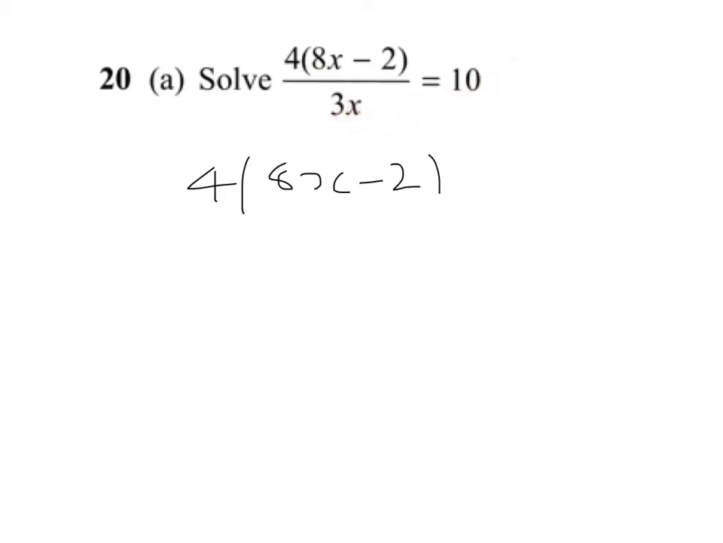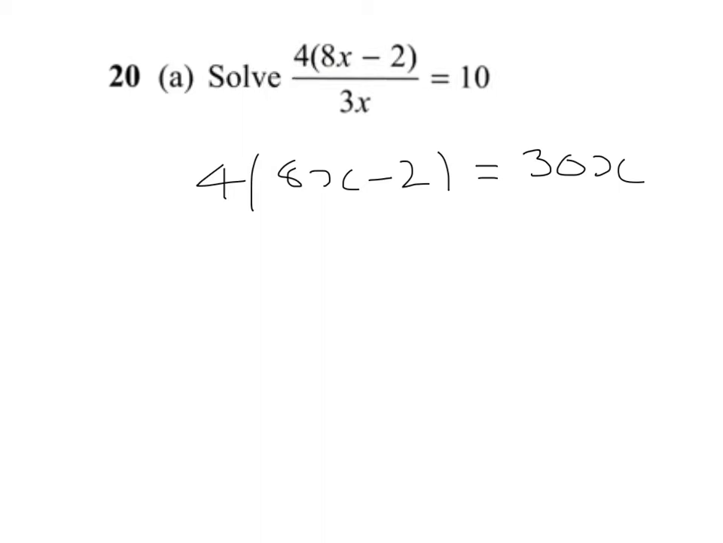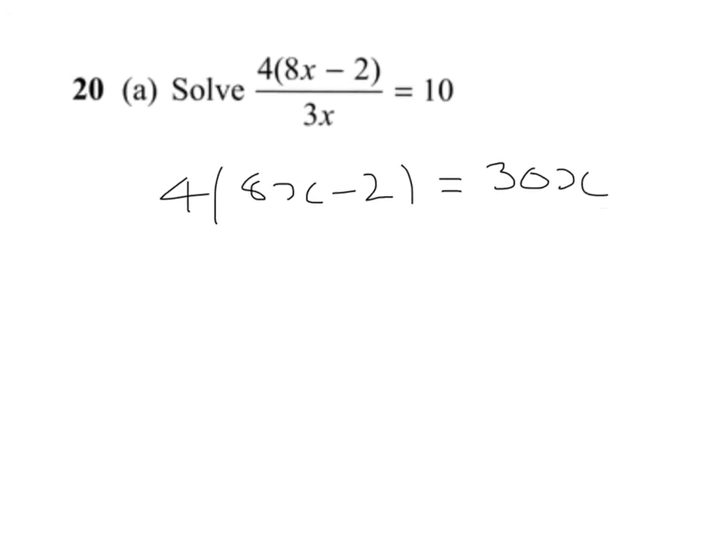It will now become a multiplier, and 3x times 10 gives me 30x. So all I've done there is move my 3x. I've multiplied. Let's do that again. I've multiplied both sides by 3x, so it disappears on this side and will appear over here. And I've made 3x times 10, 30x.